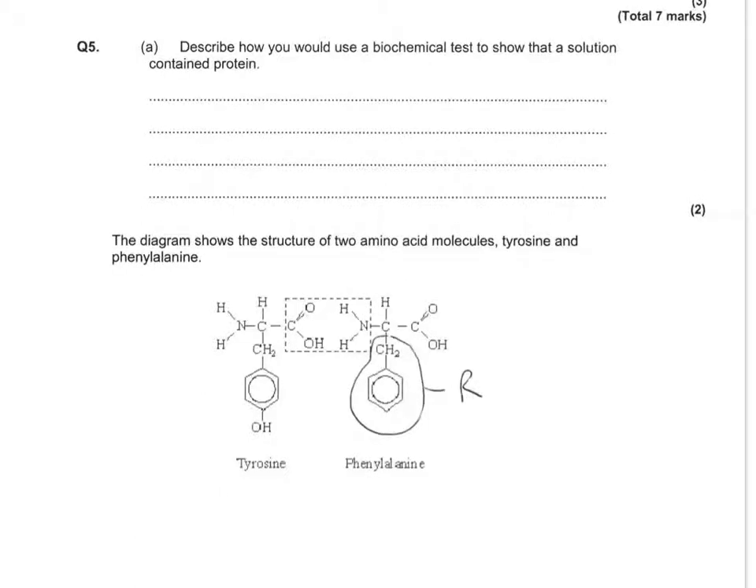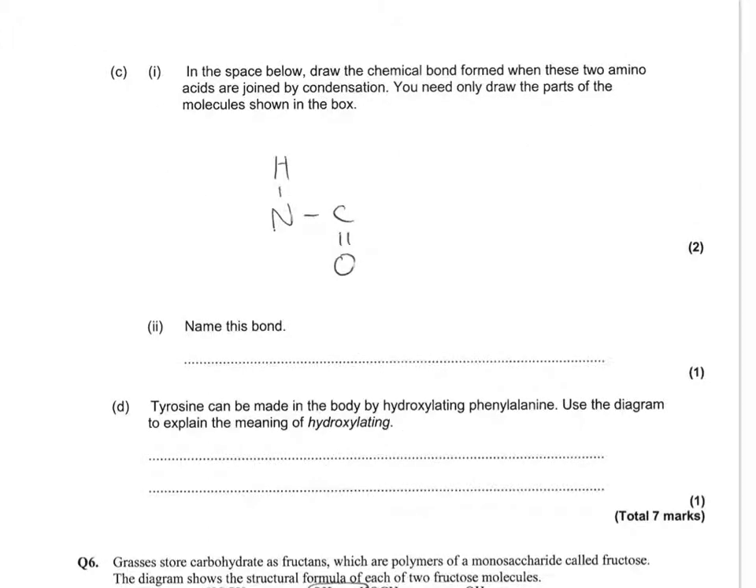So here we've got phenylalanine, and here we have an addition of OH, which means hydroxylating. This was a tricky question, so this would be one that's aiming to trip a lot of students up, to see if you understand what's going on. So tyrosine can be made by hydroxylating phenylalanine. Let's have a look at the diagram to see what that is.